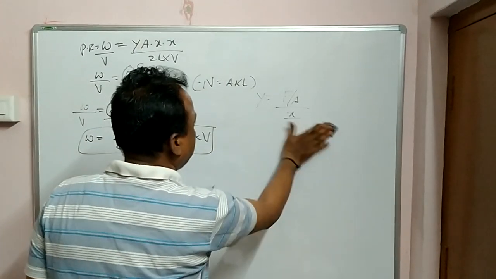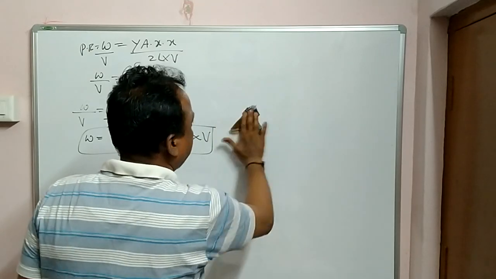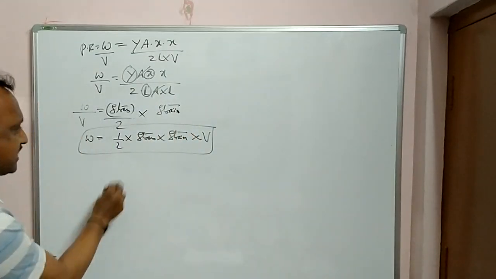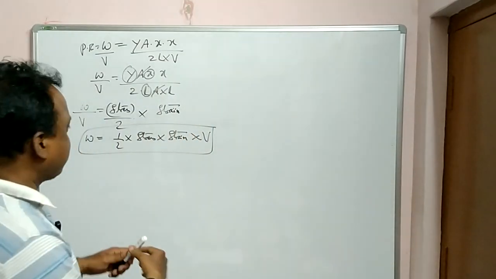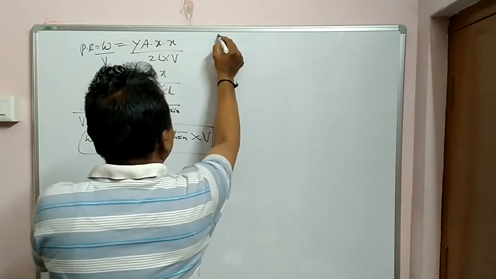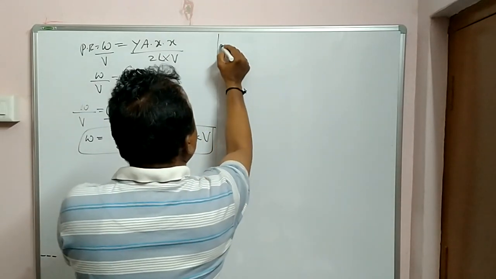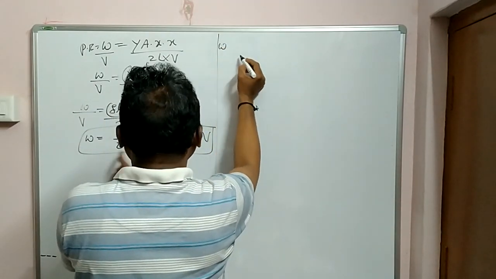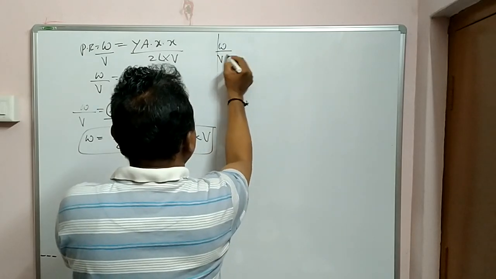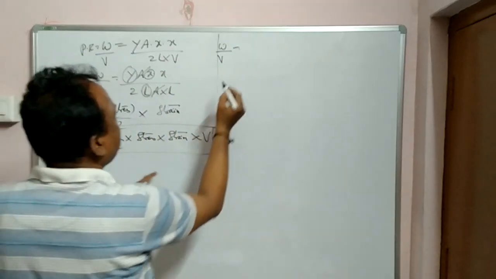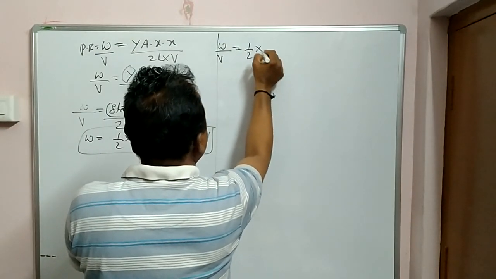Clear all of you? Now let us write in another form. So many forms are there. You can change the same formula into the next form. See, the next form is work done per unit volume. Take this volume here, half into.